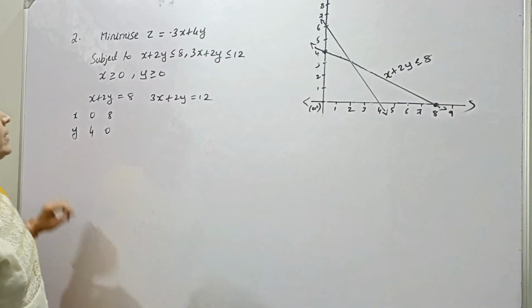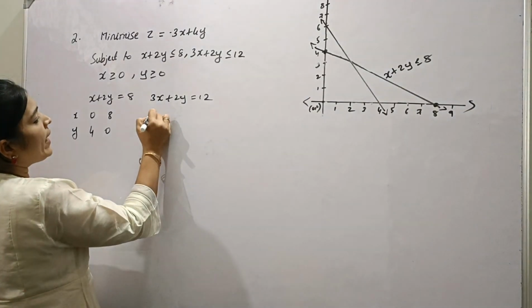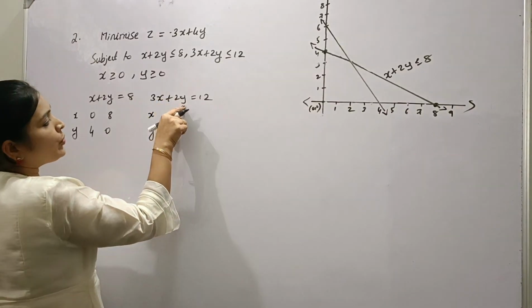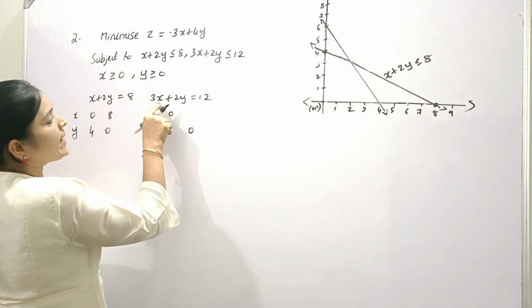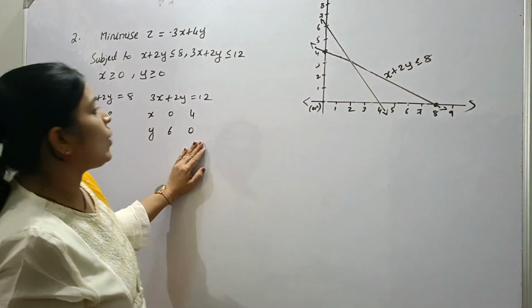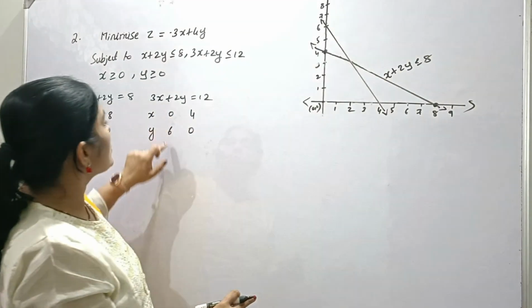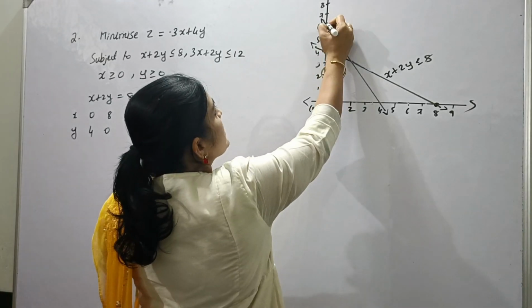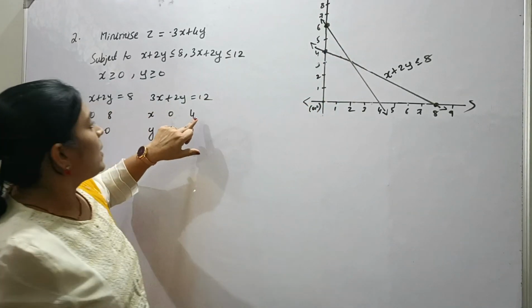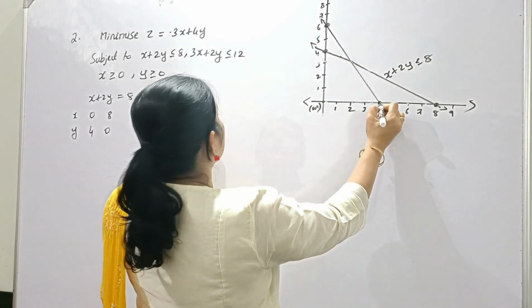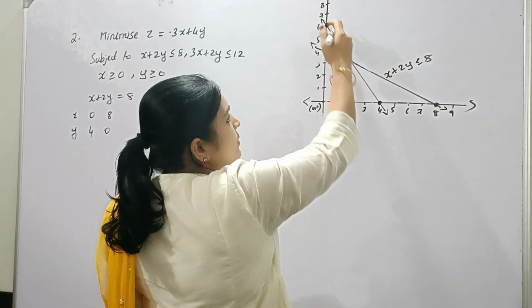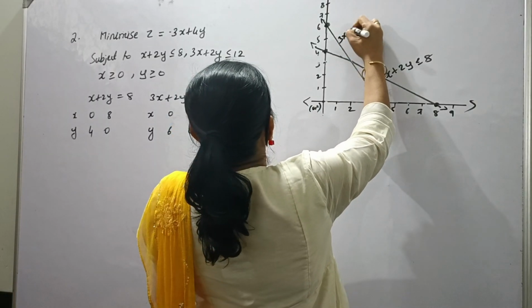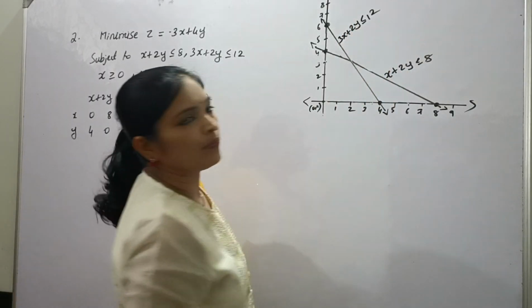Okay, next here 3x plus 2y is equal to 12. Here also put x is equal to 0. What is y? 6. And put y is equal to 0. What is x? 4. Right? Now plot the points. 0, 6. When x is equal to 0, y is equal to 6. It is the point. Then x is equal to 4, y is equal to 0. It is the point. Then join these points. So this straight line is 3x plus 2y less than or equal to 12.